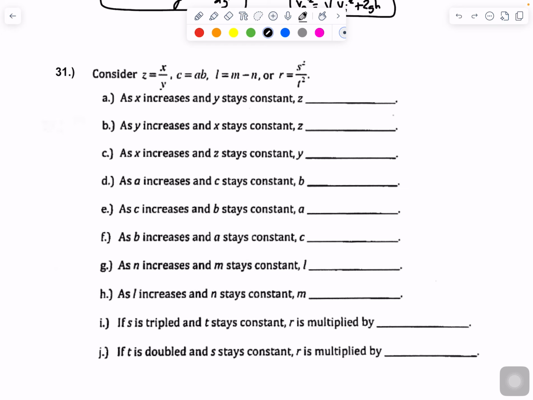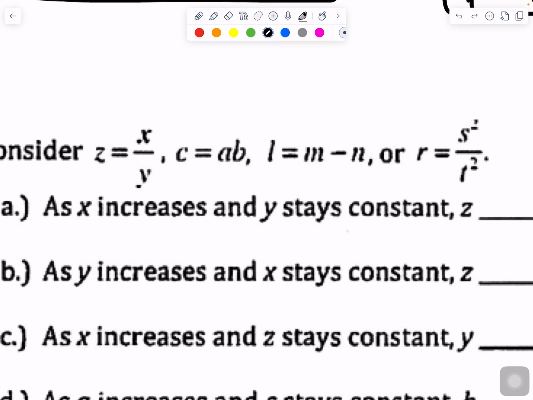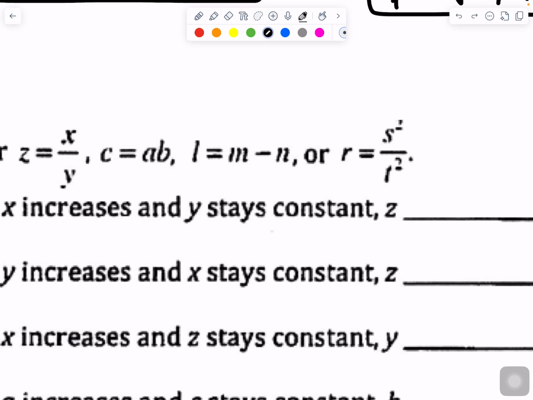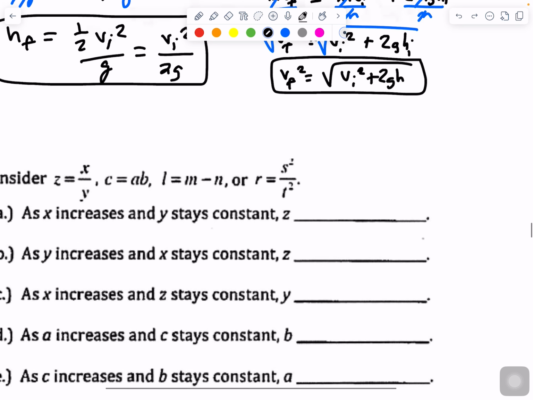So in letter A, we're given functions at the top, by the way. The first function says that z is equal to x over y. Then we're given c is equal to a times b. We're given L equals m minus n, and we're given R equals s squared divided by t squared. So letter A says x increases and y stays the same, or y stays constant, z does what?